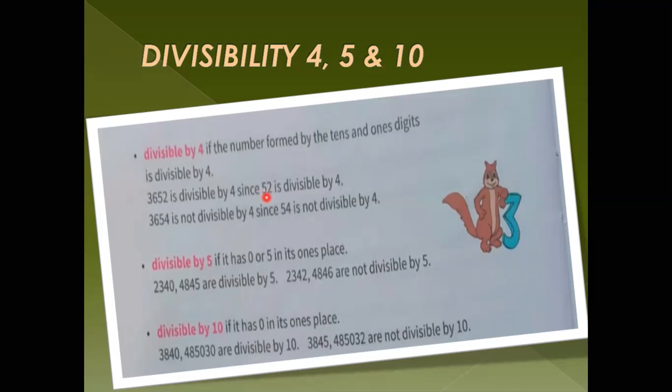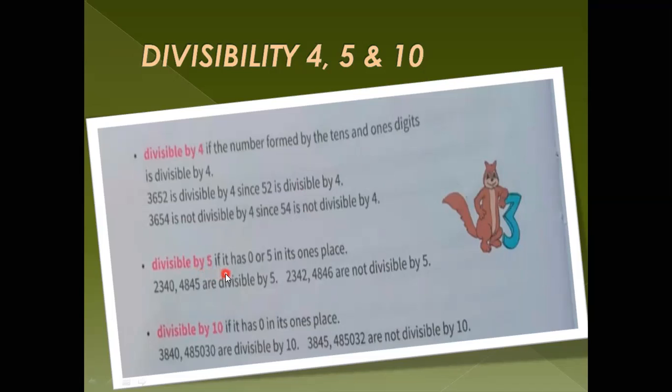So you can say this: 13 fours are 52. So this is divisible by 4. Whereas 3654 is not divisible by 4, because the last tens and ones places give 54. So this 54 is not divisible by 4.